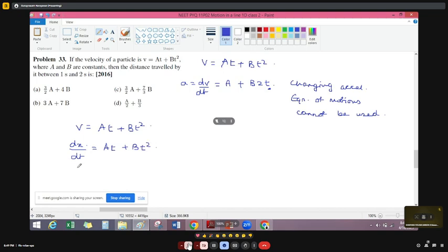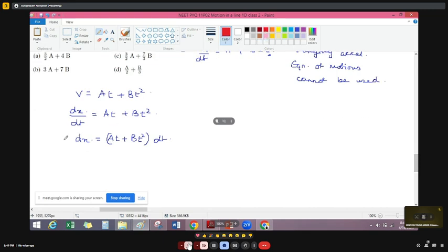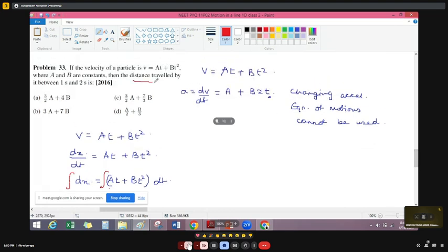Sir, by integration. Yeah. So, but I didn't differentiate it. V can be written as dx by dt. This dt will come on this side. Now you have to do the integration. So only now if I do the integration, I will be getting the displacement, because x is your distance traveled between 1 second and 2 seconds. Suppose lower limit is 1, upper limit is 2.